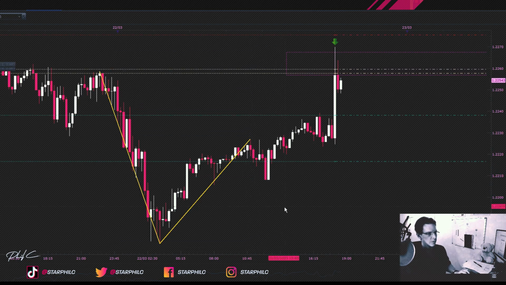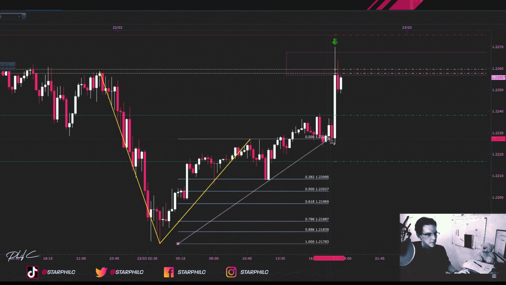The next thing that we're looking for, criteria 2, is a Fibonacci retracement from this low to this high. So go from swing low to swing high. What are we looking for?